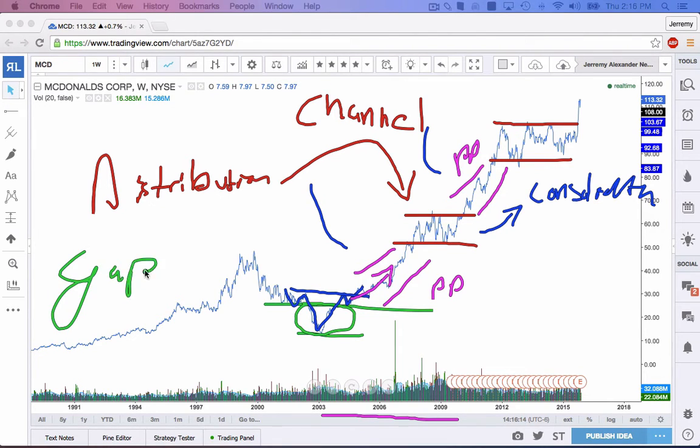Gap up or gap down. Gap action. That's what we're looking for. Gap up or gap down. Those are two ways that you'll know.